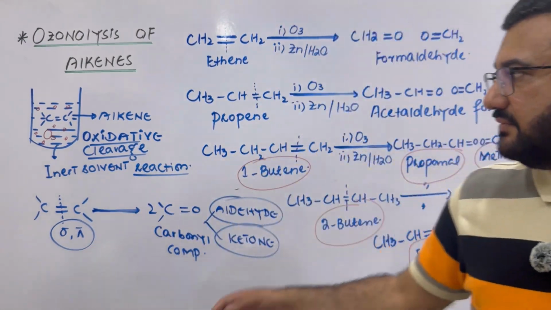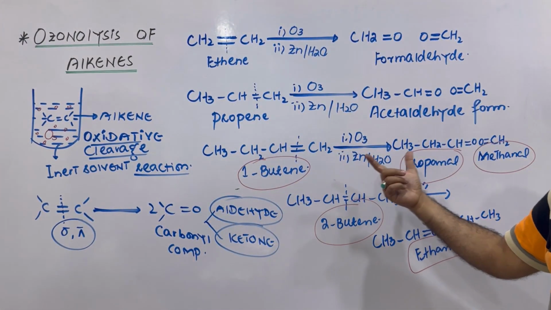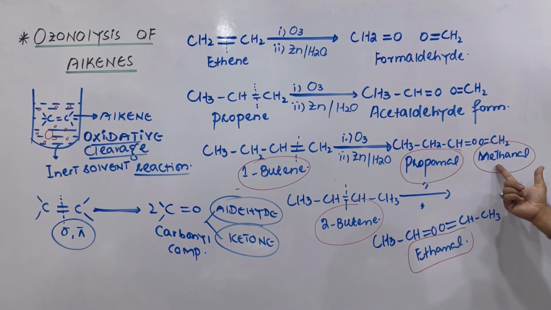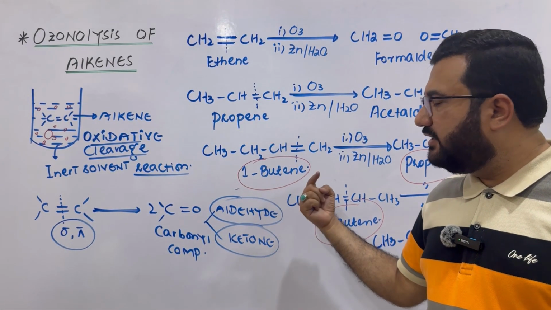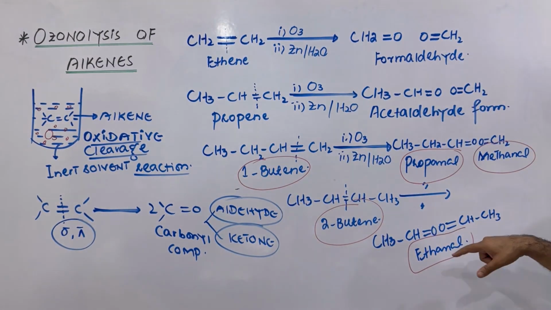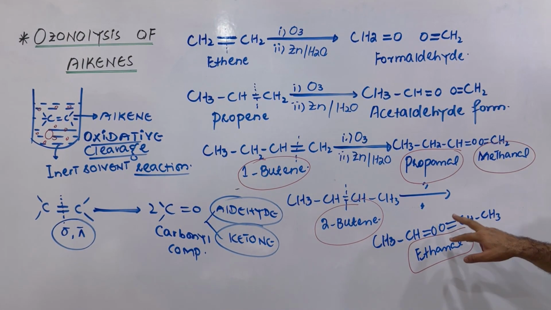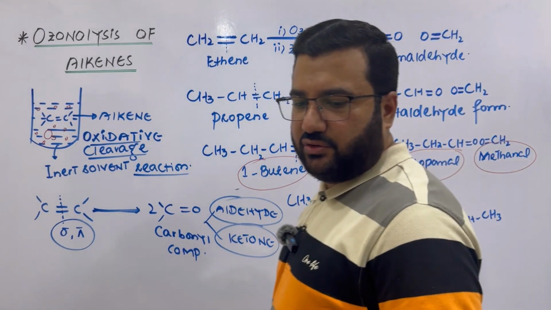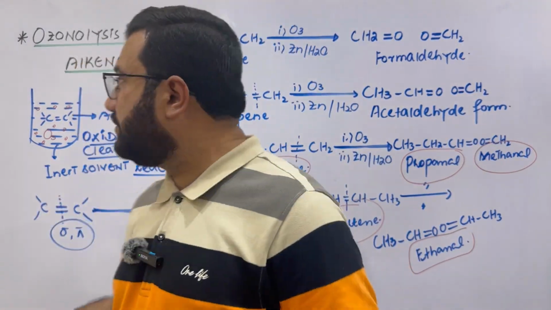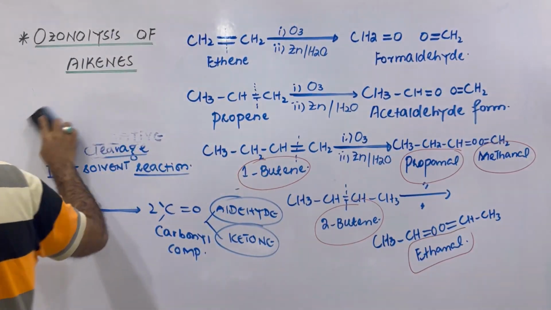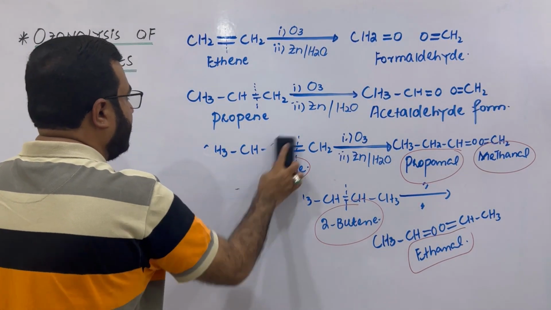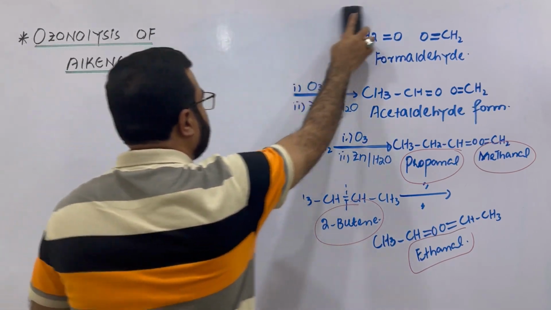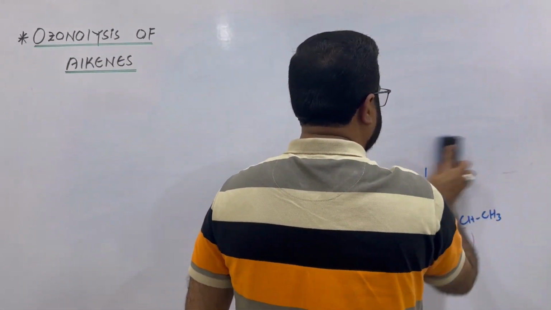So if the question is asked that the products are propanal and methanal, what type of alkene is ozonolyzed? The answer will be 1-butene. But if after ozonolysis we get 2 moles of ethanal, the alkene that is ozonolyzed will be 2-butene. So changing the position of the double bond changes the nature of the products of the ozonolysis, and this fact is used to locate the position of the double bond in alkenes.